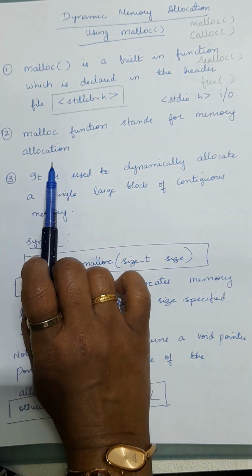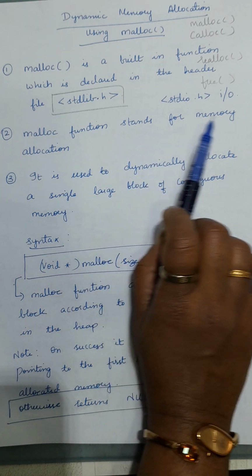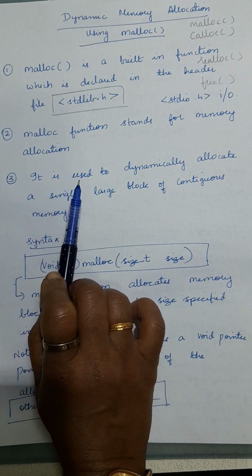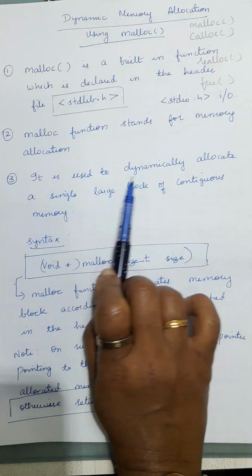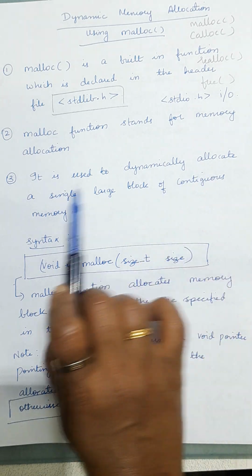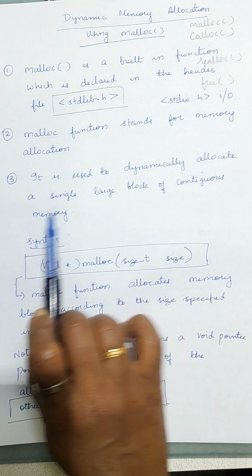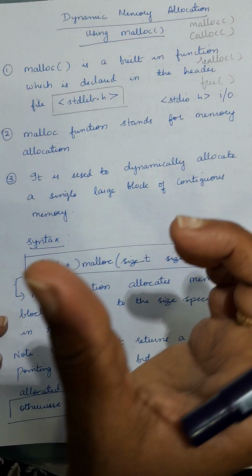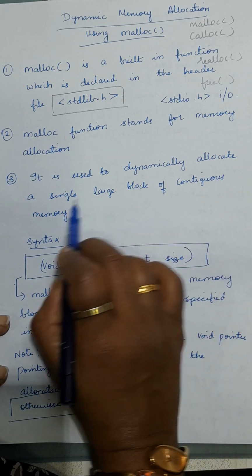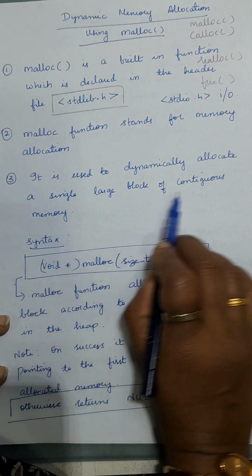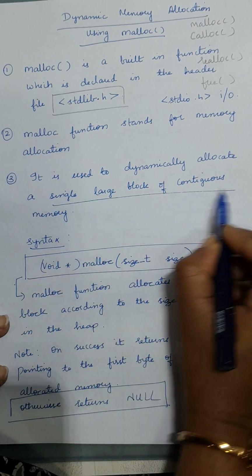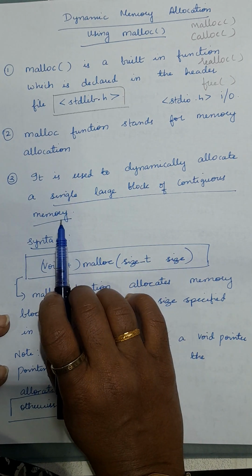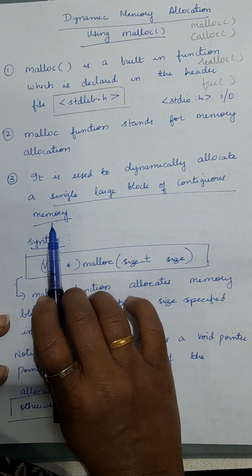Fine. This is the first point. Second point, the malloc function stands for memory allocation. So what is the abbreviation of malloc? Memory allocation. The next one, note this point, it is mainly used to dynamically allocate a single large block of contiguous memory, which means the entire memory space I need is stored as a single block of continuous memory. That's why it's called contiguous memory. This is very important. This is the actual difference between malloc and calloc. So how does malloc allocate memory? As a single large block of contiguous memory.